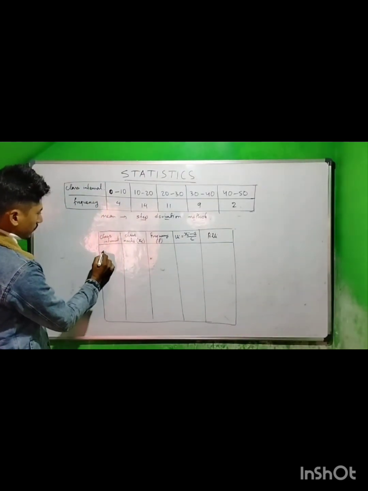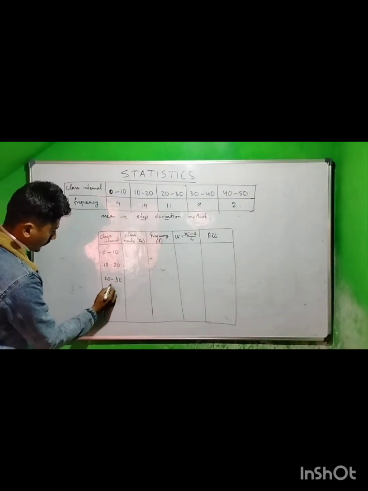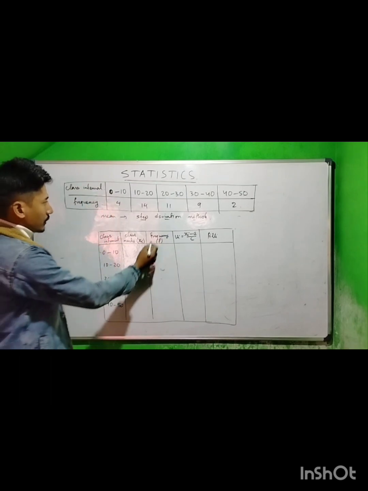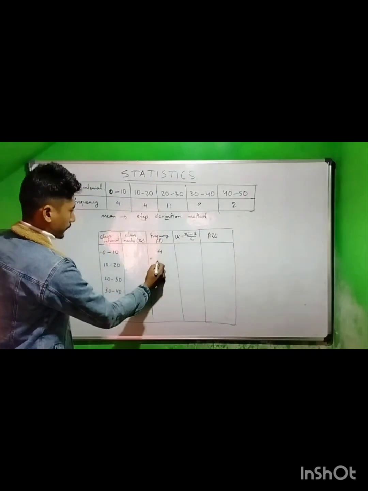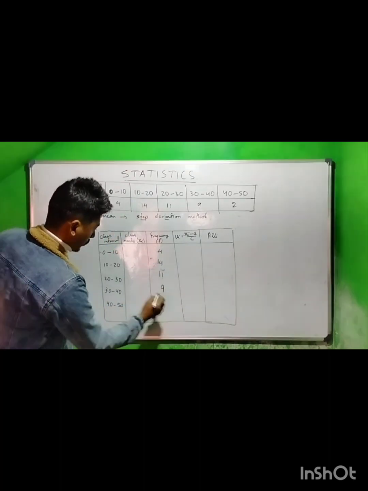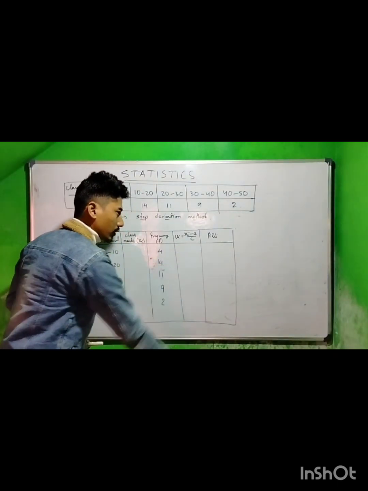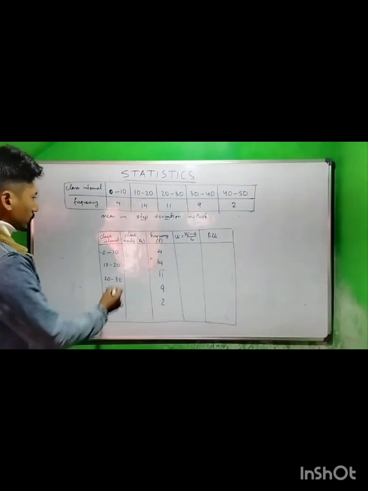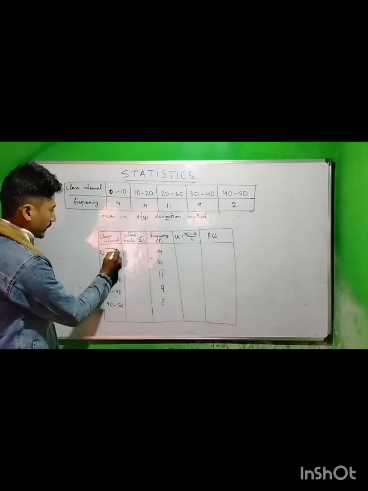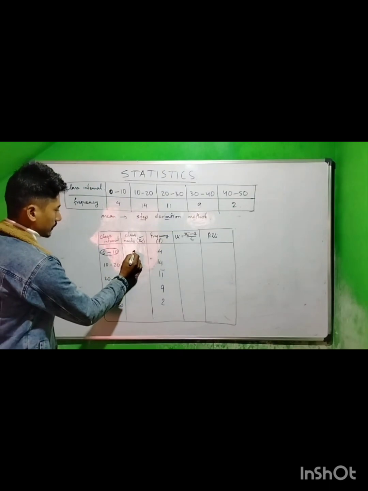The class intervals are 0 to 10, 10 to 20, 20 to 30, 30 to 40, and 40 to 50. Frequencies are also given: 4, 14, 11, 9, and 2. Now our work is to fill up these 3 columns. To find the xi's, we have to find the average of 0 and 10, that is the mean value of 0 and 10, which is 5.